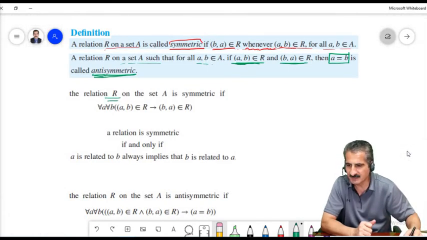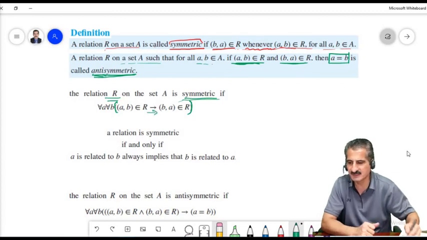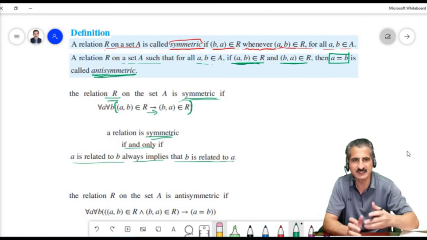A relation R is symmetric if, using quantifiers, for every A and every B, what happens? If AB belongs to R, then BA belongs to R. This is easy. Or also, we will say it is symmetric if and only if A is related to B implies that B is related to A. This is what I said already.